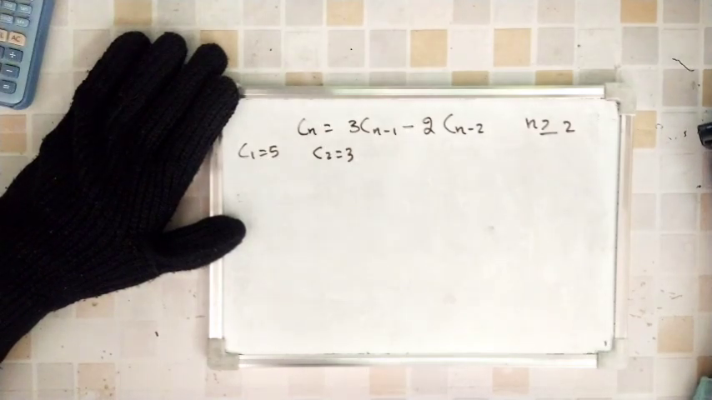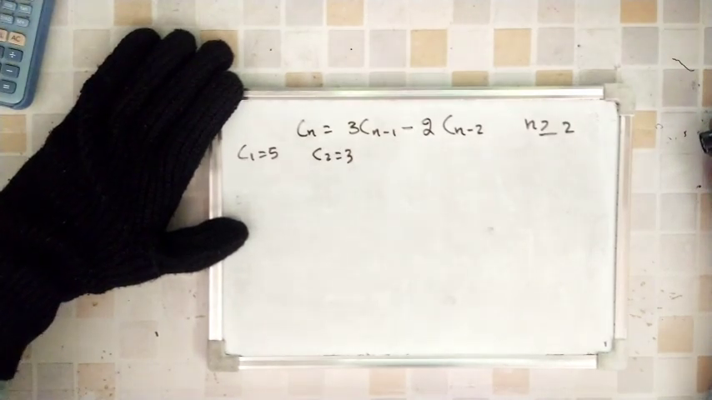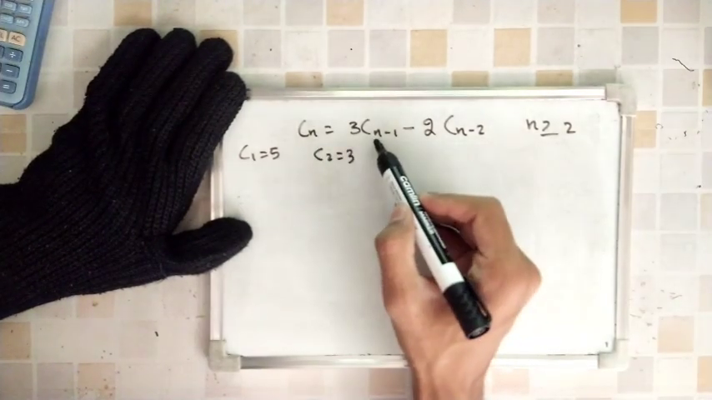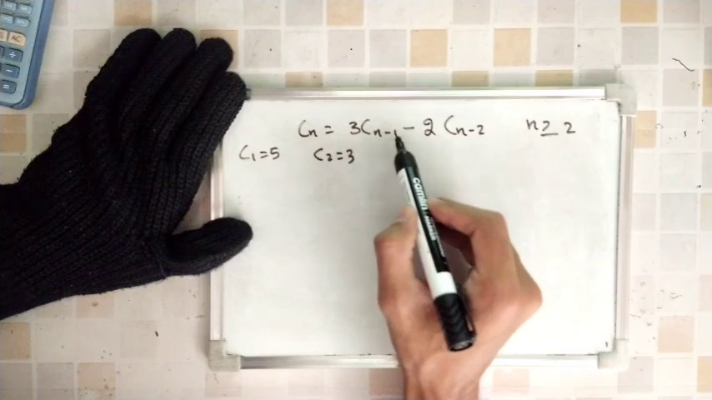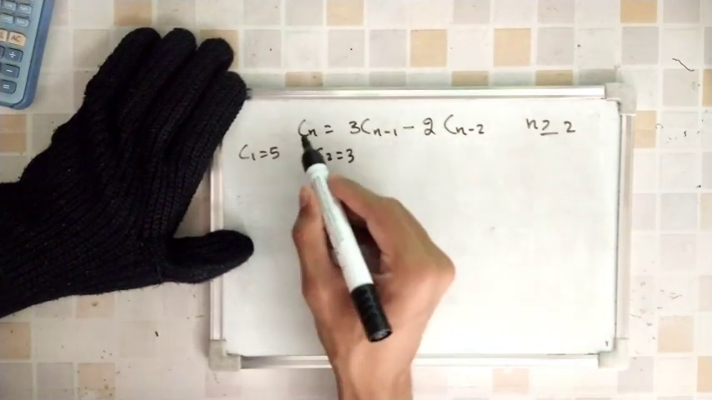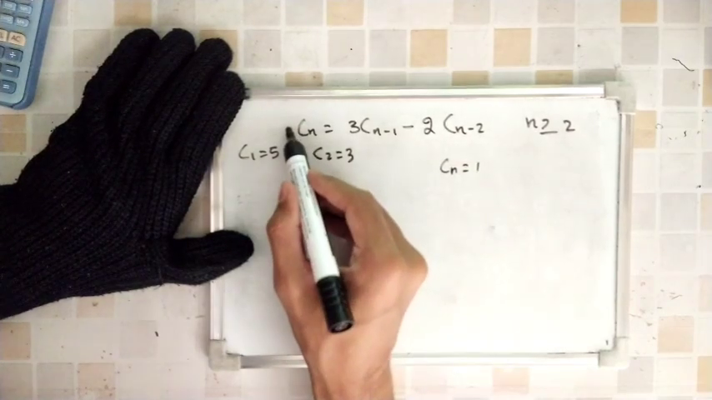Here the coefficients of Cn, Cn minus 1 and Cn minus 2 are respectively: Cn is 1, Cn minus 1 is 3 and Cn minus 2 is 2. So now the coefficient of Cn is equal to 1. Like that I am writing.